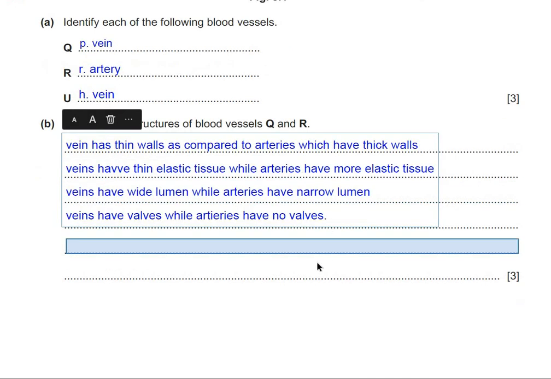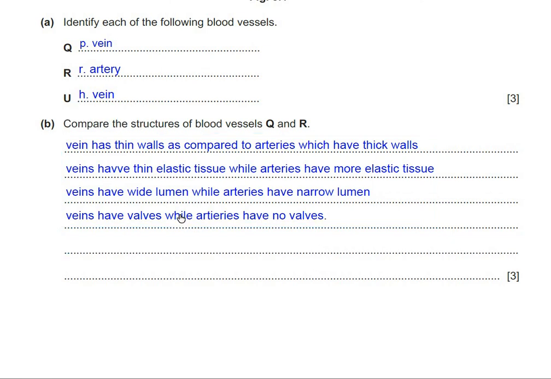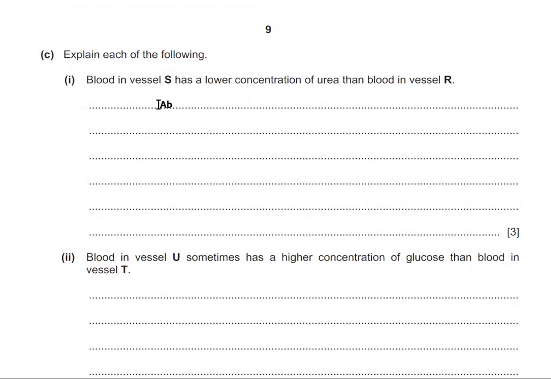All right. So while writing down the comparison, we need to make sure that we are talking about the two particular things we are comparing, writing the differences side by side. For example, if I talk about the walls of both veins and arteries, I'll talk about both of them at the same time. I'm not going to write everything about veins first and then write everything about arteries. No, this is not the way to answer this sort of question. Alright, so let's move on to part C.